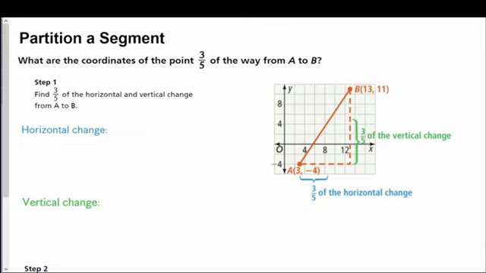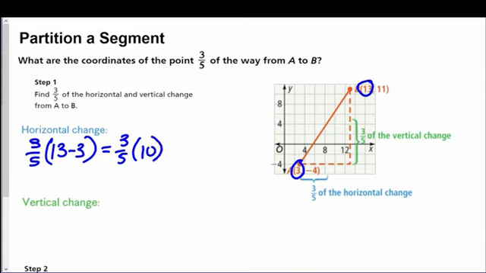So to find the horizontal change, we're going to take 3/5 times the distance horizontally between A and B. So to find the horizontal distance, we're going to take x2 minus x1. So we're going to find 3/5 of that horizontal distance, or 3/5 times 13 minus 3, which would be 3/5 of 10, which would be 6 units. So 3/5 of the horizontal change is going to be 6 units.